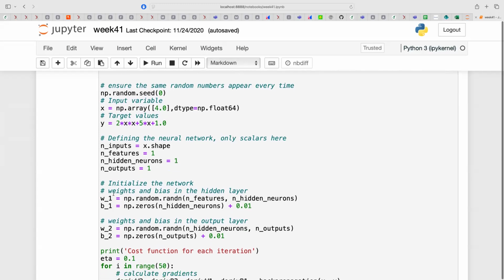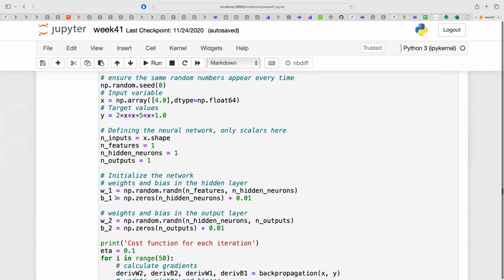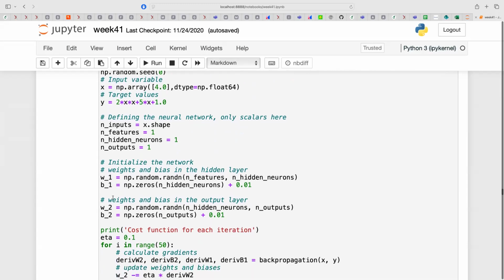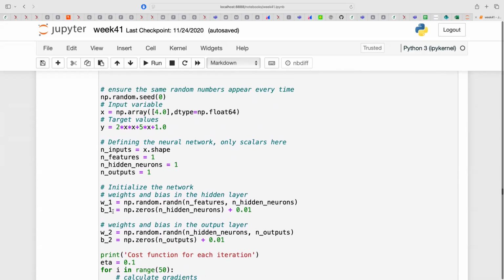And then I initialize the network with some random numbers. And that's pretty common, to use a normal distribution as a function of number of features and hidden neurons. And now I have only one W1, but it could be a vector. And same with the bias one and the weights and the bias in the output layer. So these are now my 4 parameters, which we had on the whiteboard. This is the way I would initialize things.